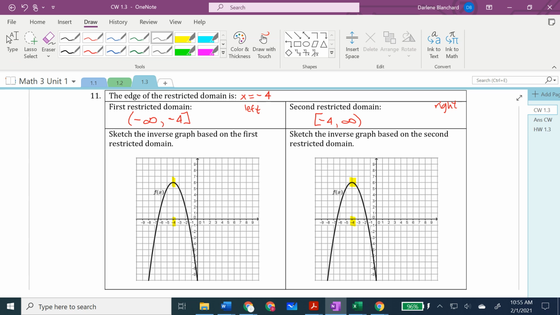Now, if you don't have a nice white pen, you can just cross out and it might help. -infinity to -4, I want to keep. I want to get rid of the other half. Here, I want to keep the right half, get rid of the left half.